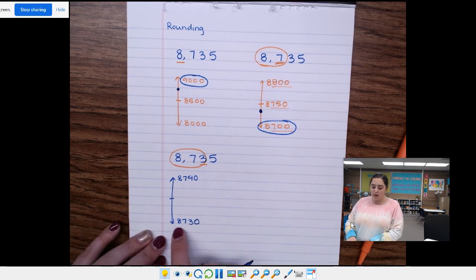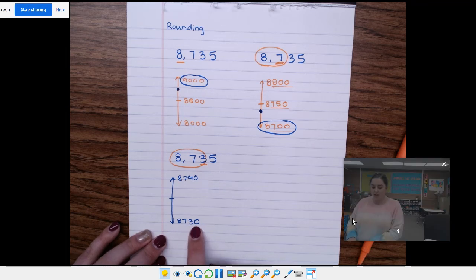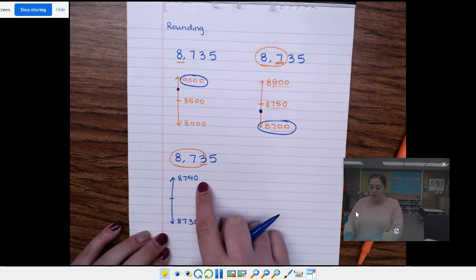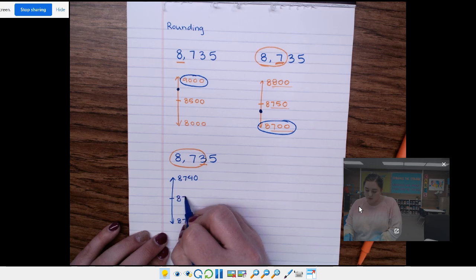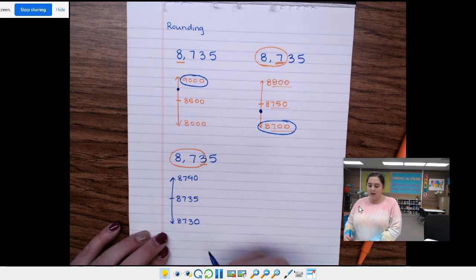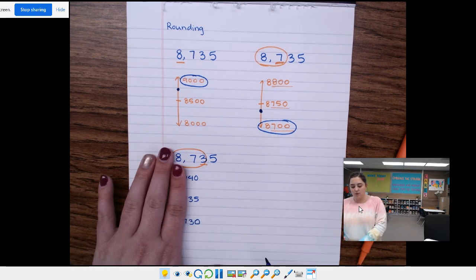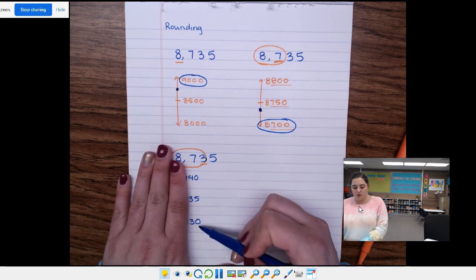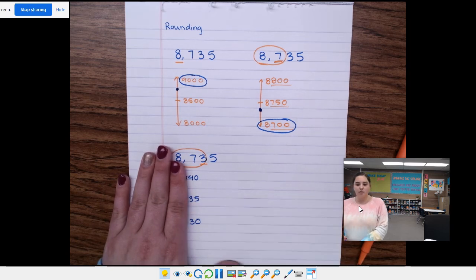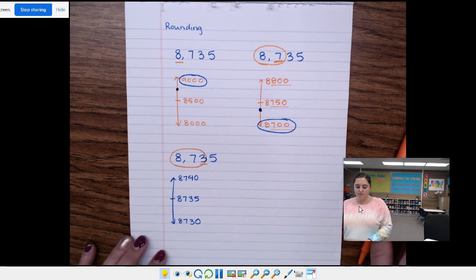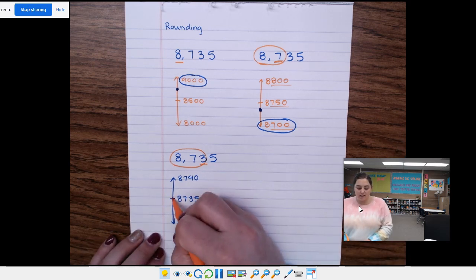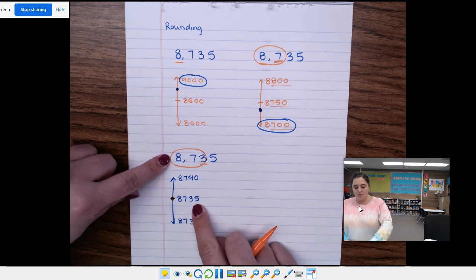So in between 8,730 and 8,740 would be 8,735. The 87 stays that whole time. But in between 30 and 40 is 35. Where's our number? Kind of a trick question. It's the same number as our midpoint.